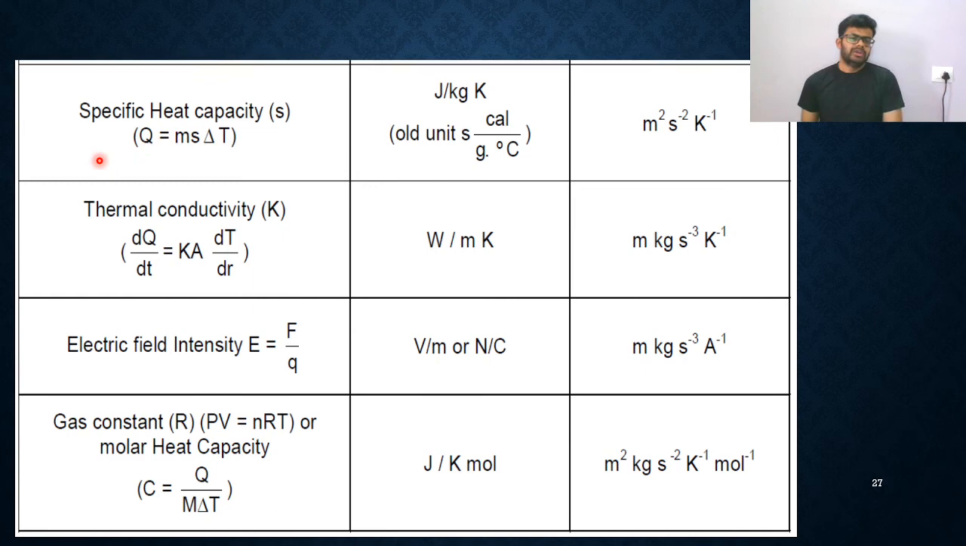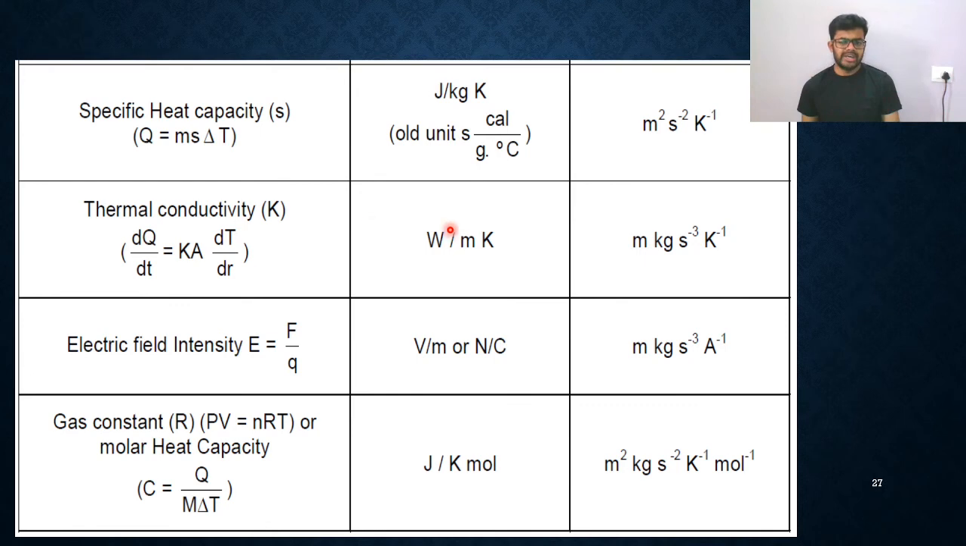So specific heat capacity. This I already told you, right? S is equal to Q upon M delta T, so joule per kg per Kelvin. Next, thermal conductivity. So you can say dQ by dt. Actually, this is the rate of flow of heat.